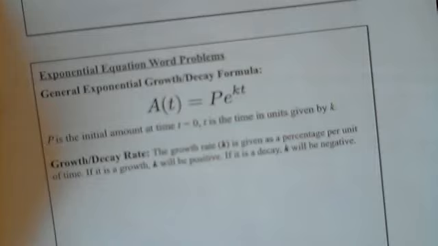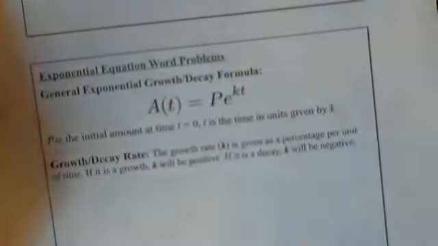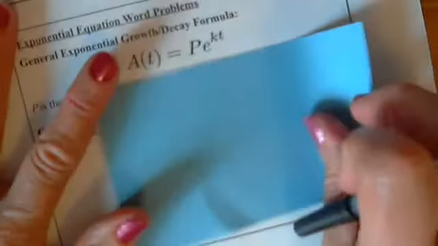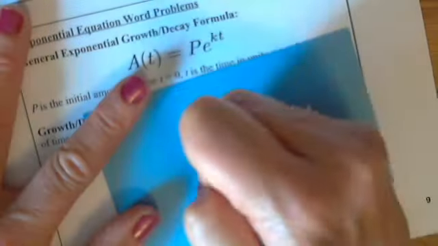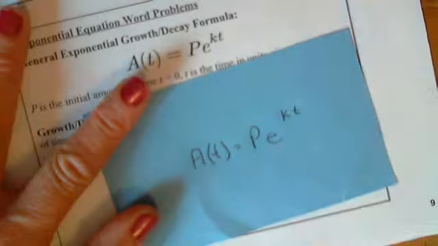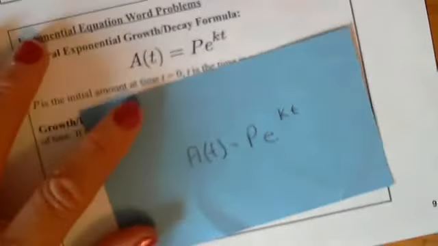What's it all about? Well, I'd like you to grab an index card because you're going to use this formula quite a bit in your homework problems, and we want to be able to identify the parts of the formula, and there's just not quite enough room here. So I'm going to recopy the formula in the center of my index card. A of t equals p times e to the kt. Alright, so what's what in this equation?